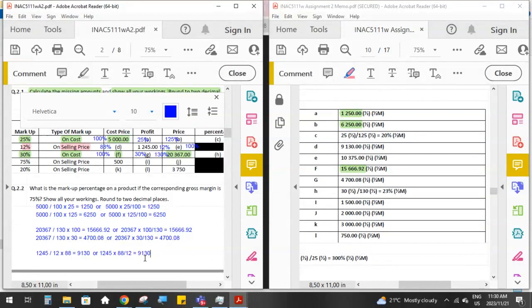So I can see that the answer I got for my cost is a higher Rand value than I started out with for my profit. So I can see, yes, okay, my maths is probably the right way round.